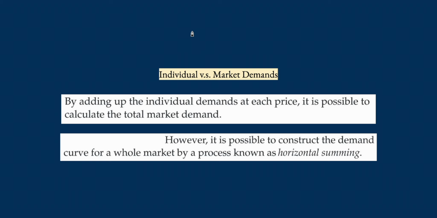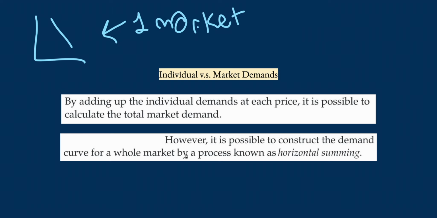All right, so a break from the theory for a little bit. Let's take a look at calculations because there's always going to be math and calculations in economics. We're going to be looking at the difference between individual and market demands now. So by adding up the individual demands at each price, it is possible to calculate the total market demand. However, it is possible to construct the demand curve, just being that of the general demand curve, for a whole market, because remember in microeconomics, one curve is one market, by a process known as horizontal summing. So this is actually going to be the name of the calculating process we're going to do to change numerous individual demands into a market demand.